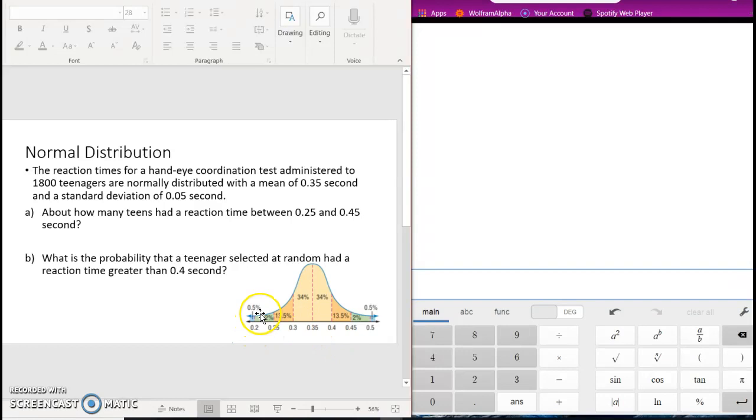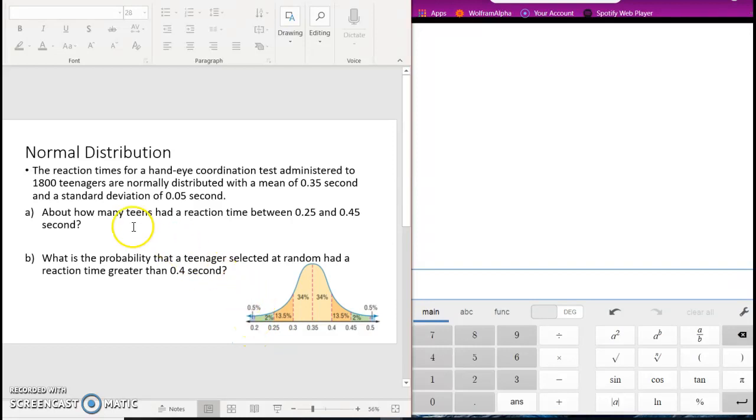Going to the left, we subtract. So 0.35 minus 0.05 gives us 0.3, which is one standard deviation from the mean. Subtracting another 0.05 gives us 0.25, which is two standard deviations from the mean. And subtracting another 0.05 gives us 0.2, which is three standard deviations from the mean.